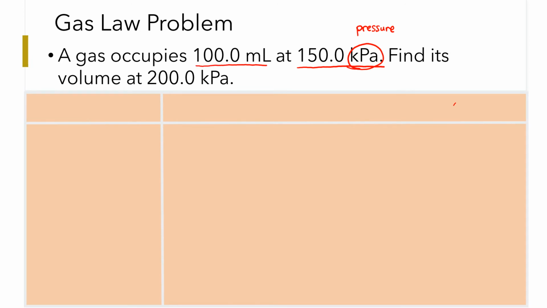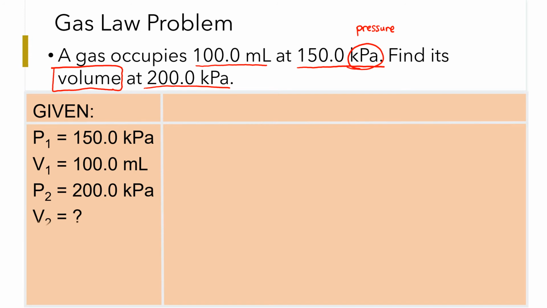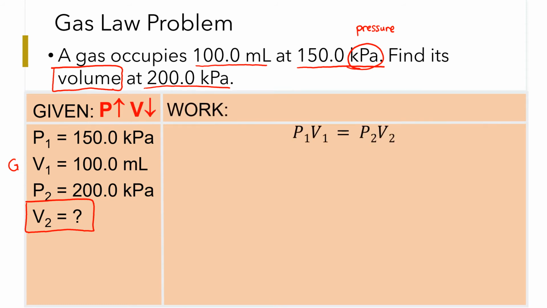We underline all of our givens. The second thing is to box our unknown. Okay, so let's do that. Create the list. Boom, P1, V1, P2, V2. So again, this is the GUESS. We are going to box what we're looking for, V2. Now for our E. So we know that as we increase pressure, we should predict that our volume will decrease.